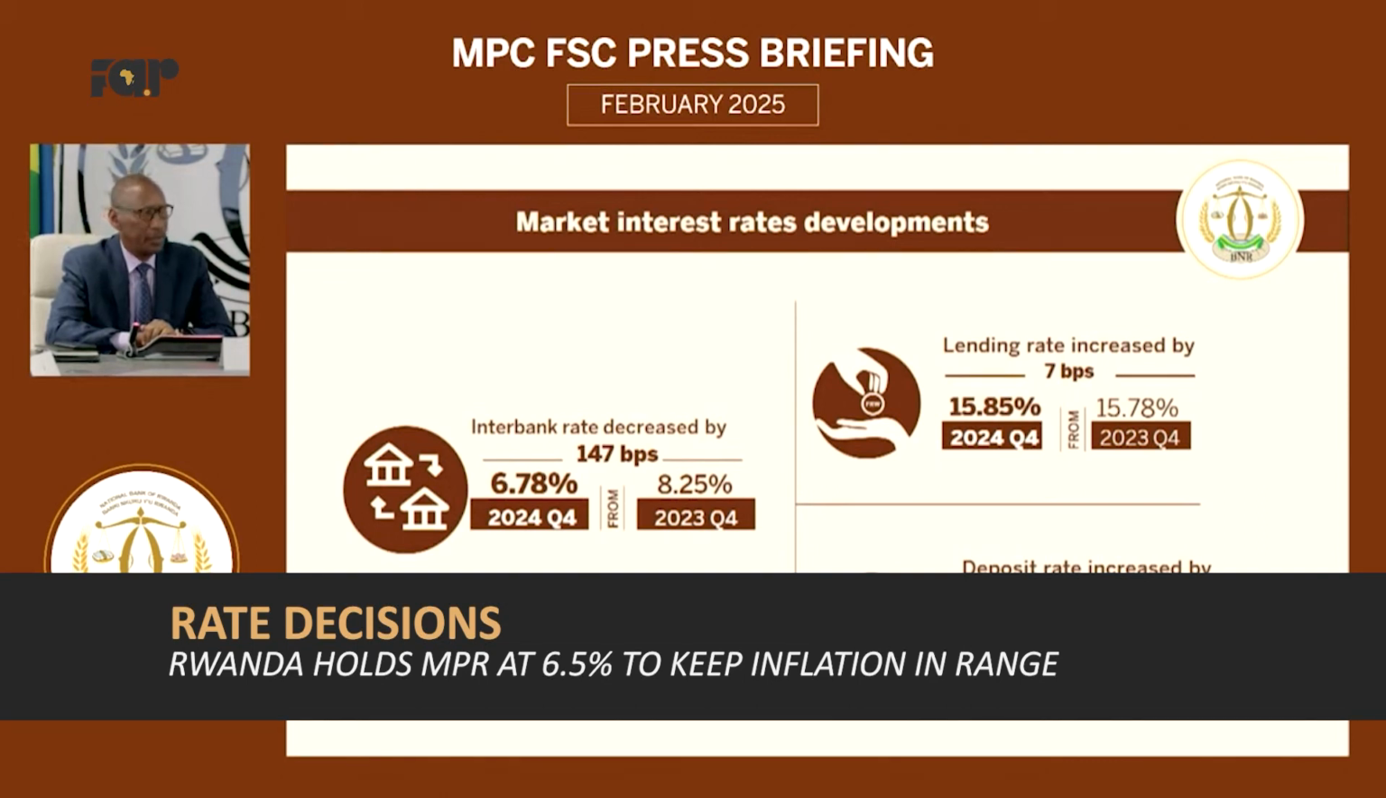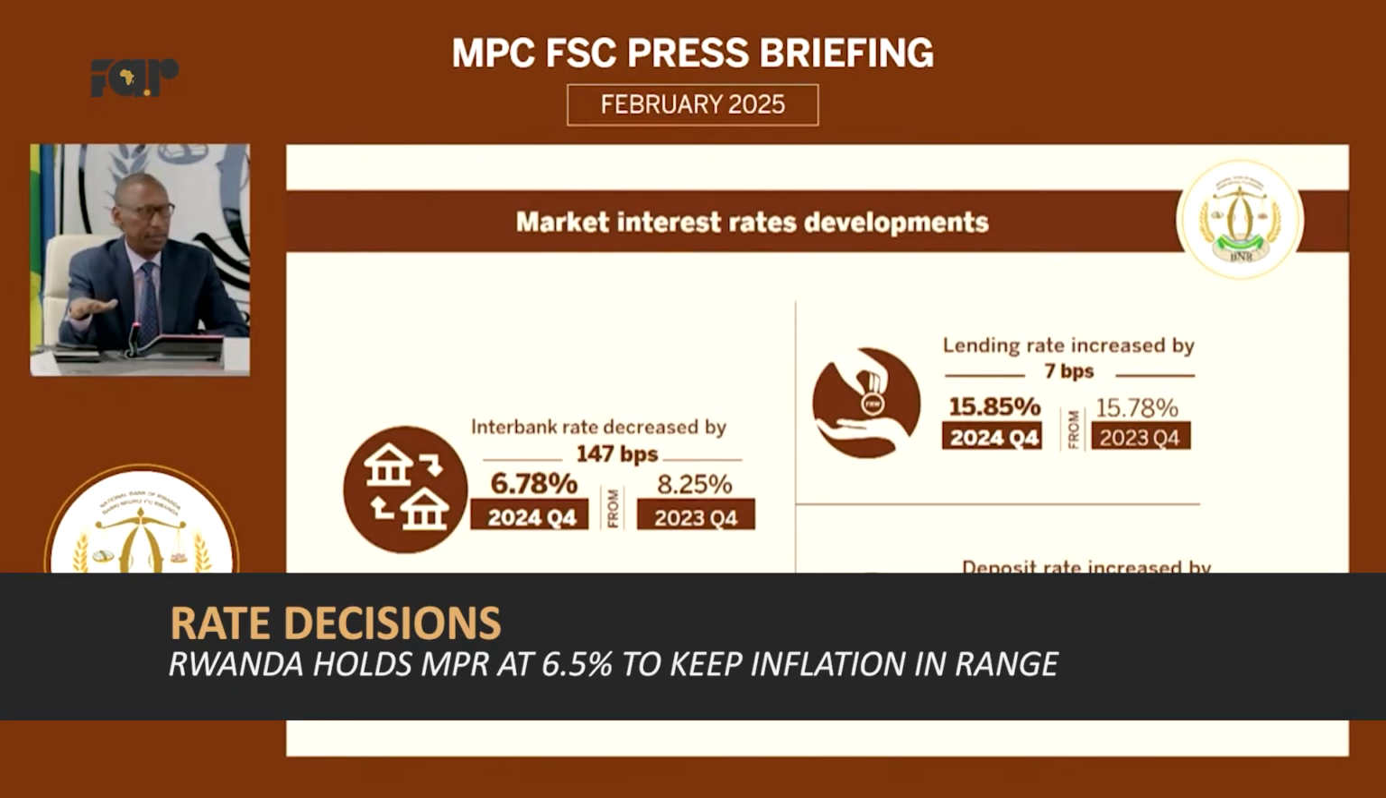On the transmission mechanism, we track the movements in interest rates of the interbank market rates and government securities rates, but also the lending and deposit rates. As we always say, the short-term money market rates always follow our policy decisions. As you can see, the interbank rate reduced to 6.7% on average in quarter 4, compared to 8.27% in quarter 4 of 2023. This was mainly linked to our easing of the monetary policy stance in May and August of last year.